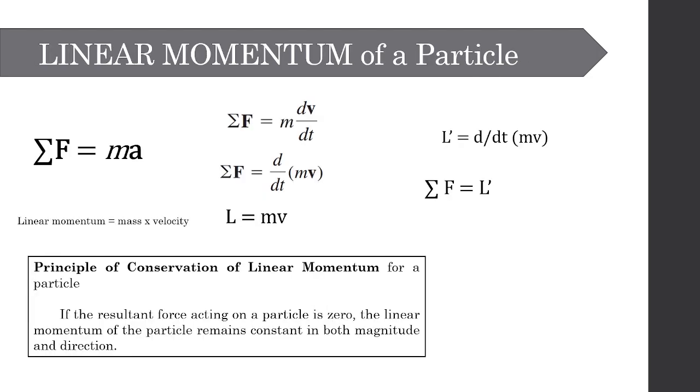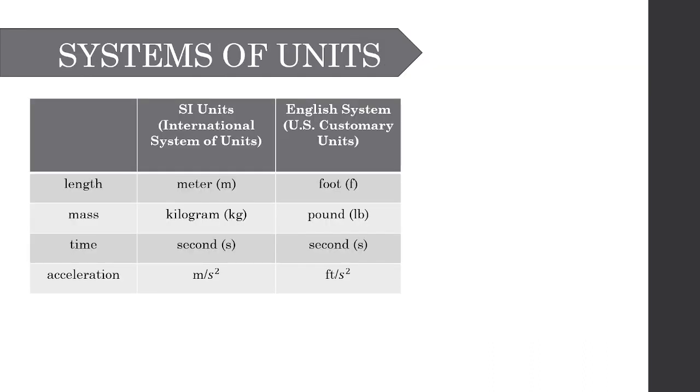The linear momentum of a particle is L equal to m, the mass, times velocity, and the derivative L prime is equal to d over dt times mv. So the summation of F is just equal to L prime. Systems of units: the two systems of units that we use are the SI unit, the International System of Units, and the English system. In SI unit, we use meter.